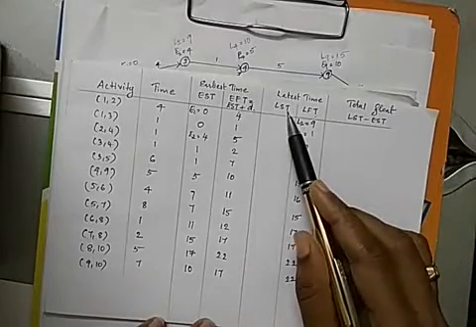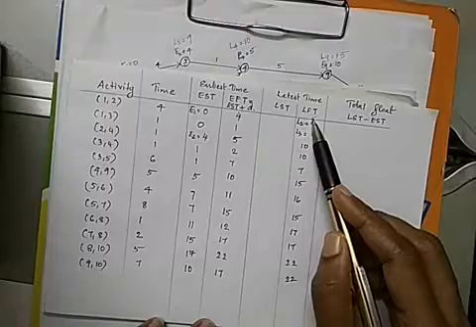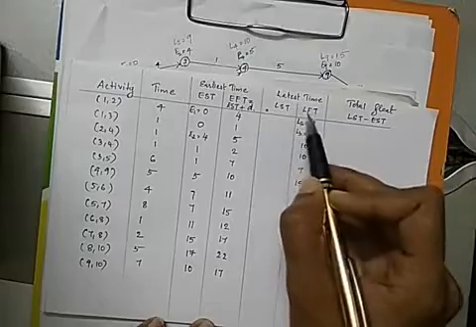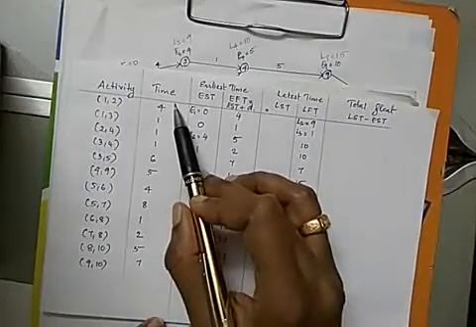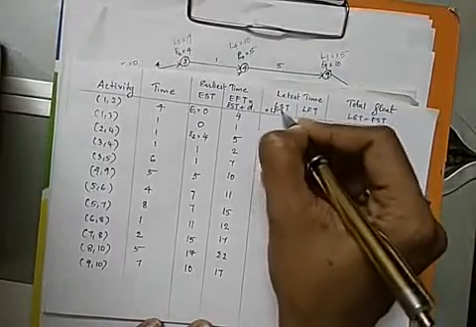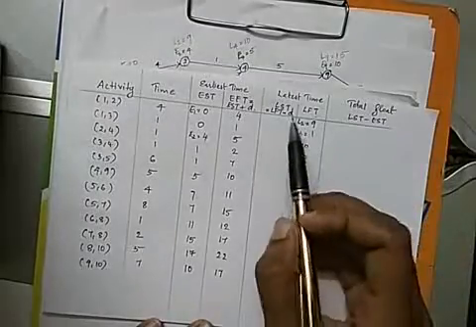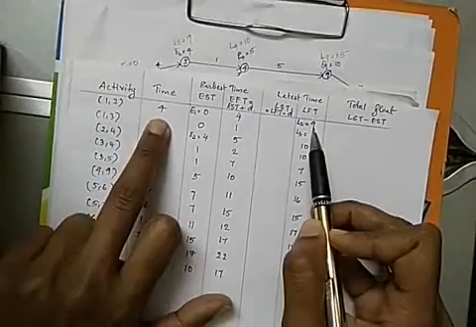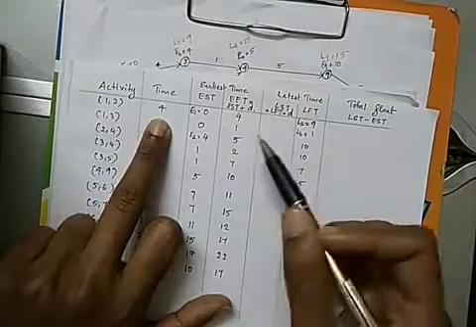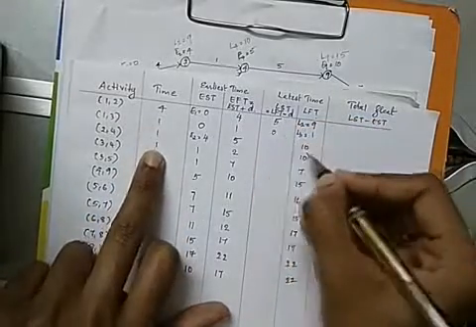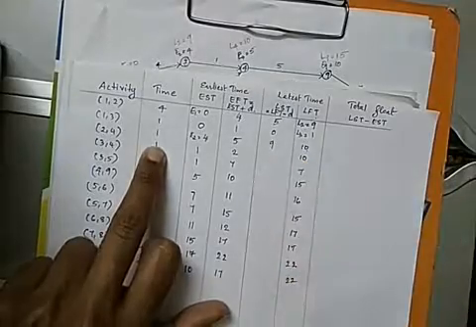Now we have to find the LST value. That can be found with the help of LFT. LST is the latest start time. If you know the latest finish time and the duration of each activity, you can find LST by using the formula LST is equal to LFT minus duration. That is 9 minus 4 will give you the LST for the first activity 1, 2. This 9 minus 4 is 5. Next is 1 minus 1, 0. 10 minus 1, 9. Like this you can find the LST values for the remaining activities.